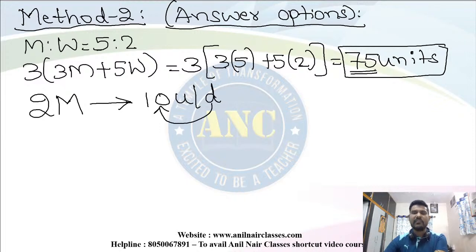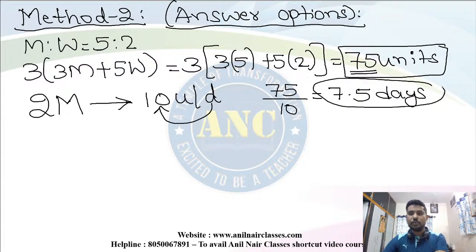But we know that totally 75 chocolates are there. So totally how many days will they take in this scenario? 75. One day it is 10. To complete 75, it is 75 divided by 10 days, or it is 7.5 days, right? It is 7.5 days. That means 2 men will take 7.5 days to complete the entire work. That is the question.